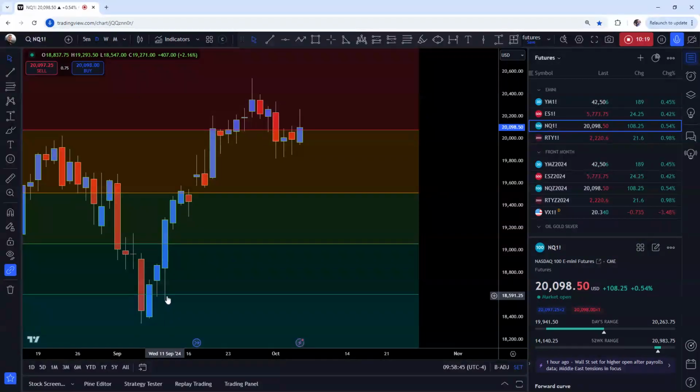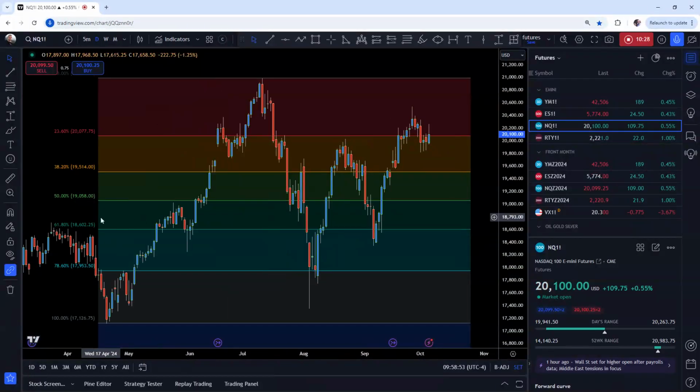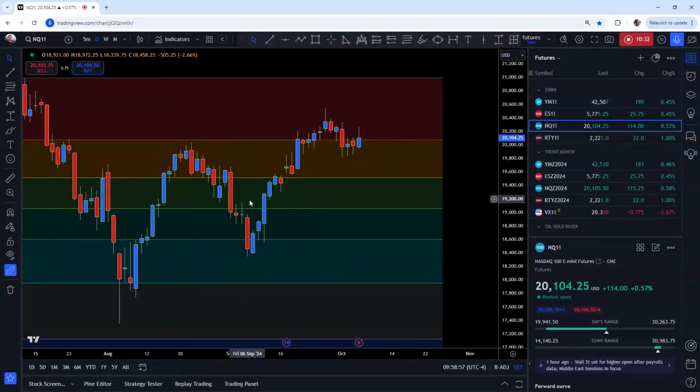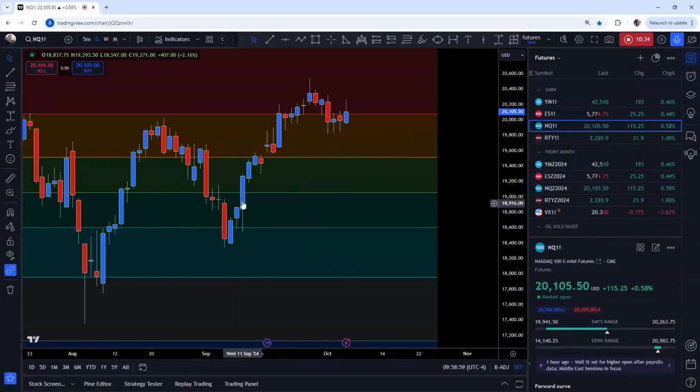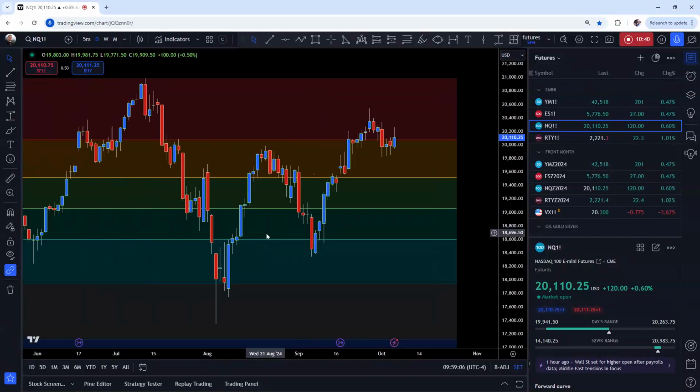But as you see, this is a huge rejection because it not only rejected it here the first time, it rejected it here the second time violently and closed all the way above the 50% level, which is the most bullish signal you can possibly get. And again, you don't need indicators for any of this. So that's how I would use it in my trading.